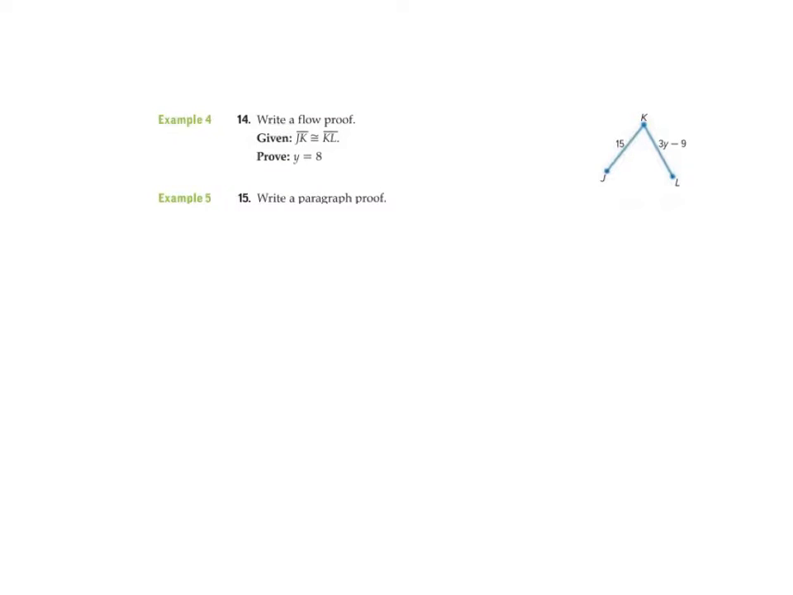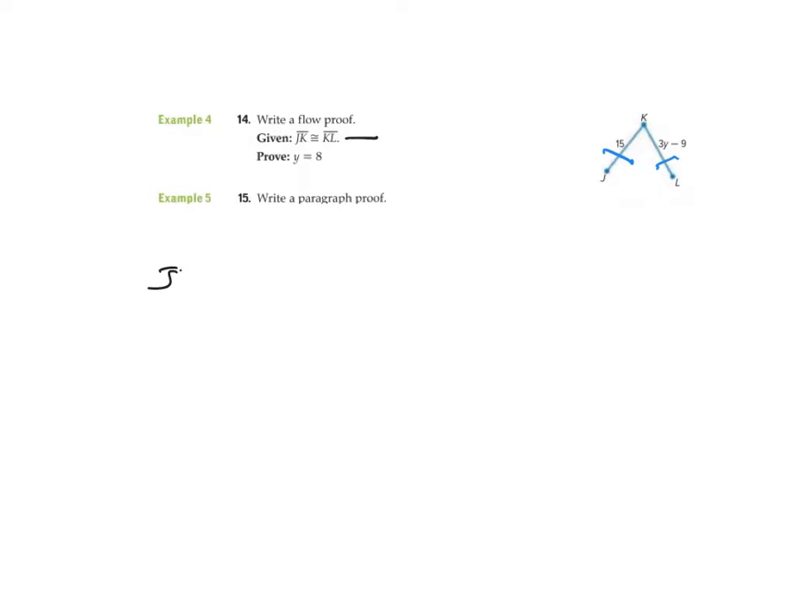Okay, so let's have a look at how we would do 14, and then obviously we could write it as a paragraph, but let's start off with, okay, what we've been told. First and foremost, we've been given a diagram. Okay, we've been told that JK is 15 and KL is 3y minus 9, so we've got a bit of algebra. Let's have a look at what we've been given. We've been given that JK is congruent to KL. So in other words, we can make this assumption that this guy is congruent to that. So now let's start writing it down.